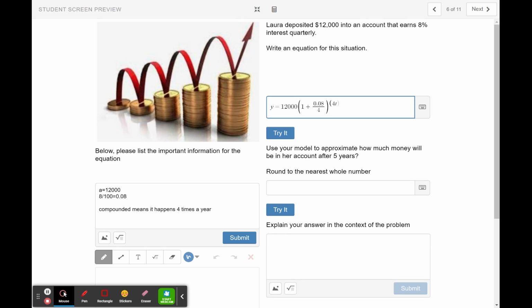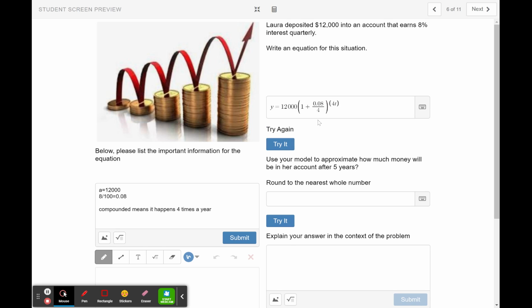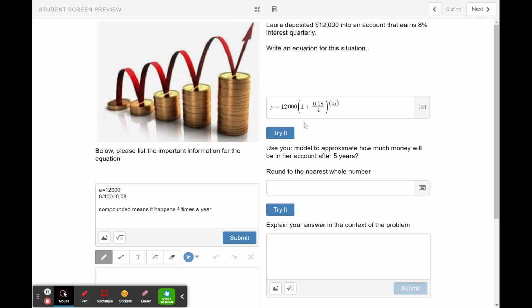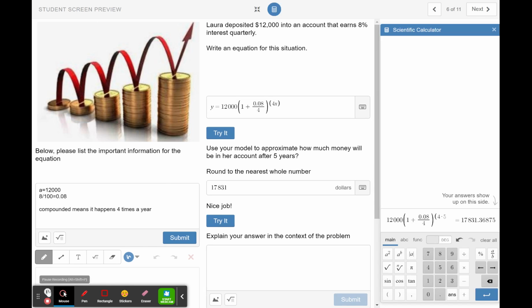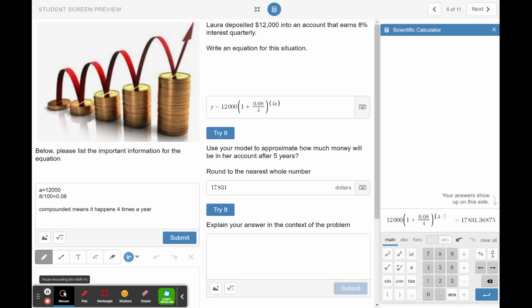I think how I coded it, you need it in parentheses, if I remember correctly. Okay, so if you put an X or a T, the coding may be incorrect, but it is right. Use your model to approximate how much money will be in her account after 5 years. So all you do is copy and paste it, and instead of the time, the T, or the X, whatever variable you chose, you're going to write a 5. And then it asks you to round to the nearest whole number, so it's going to be $17,831.